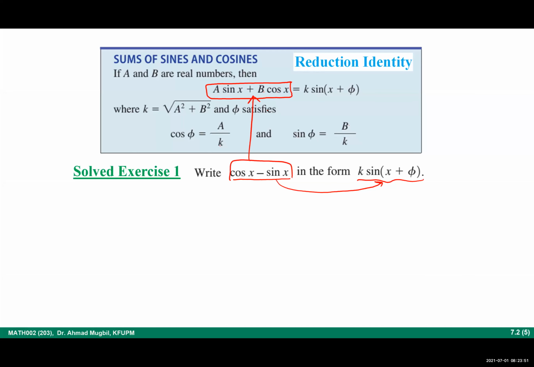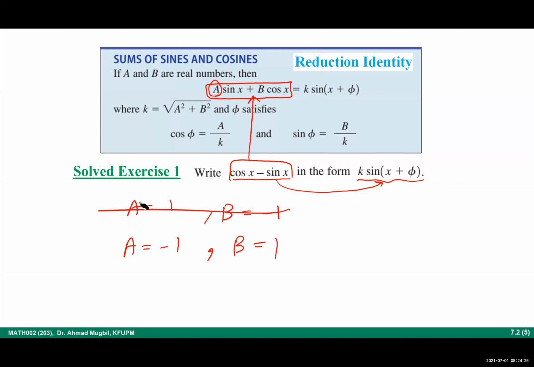A is 1. B is -1? No, wrong. Is that right? There is a trick here. Be careful. What is A? A is the coefficient of sine. What is the coefficient of sine here? -1. A is -1. Be careful, and B is 1.